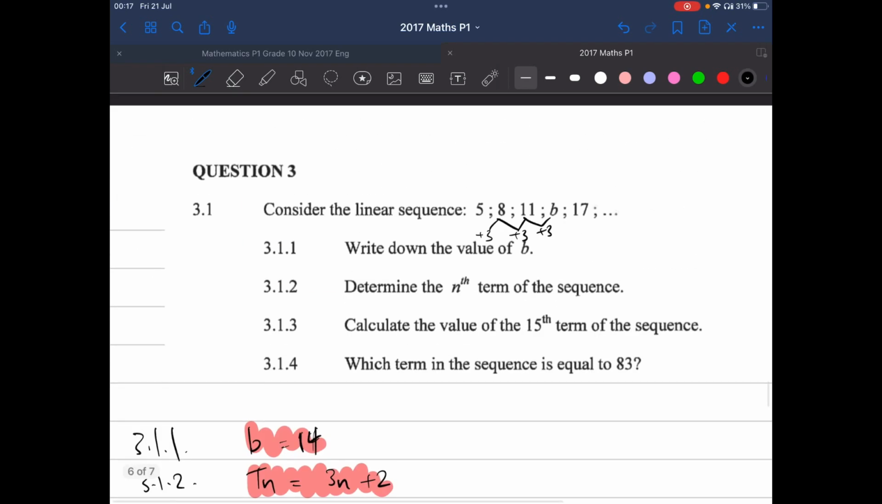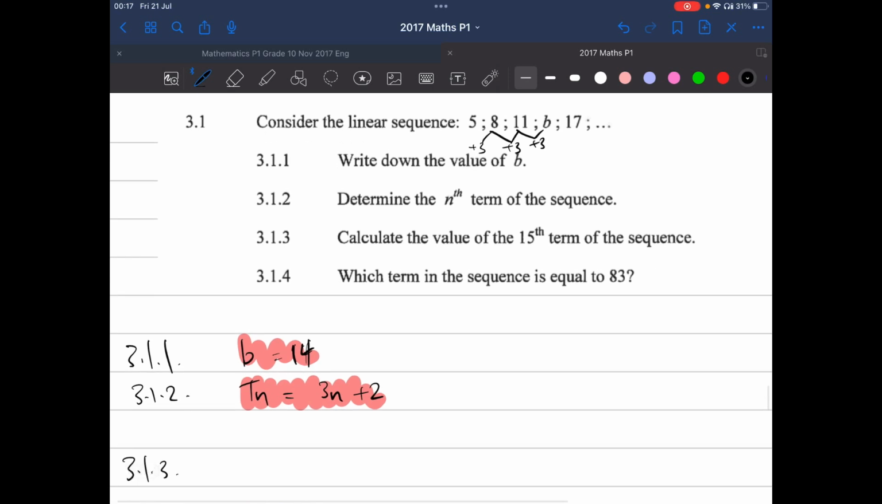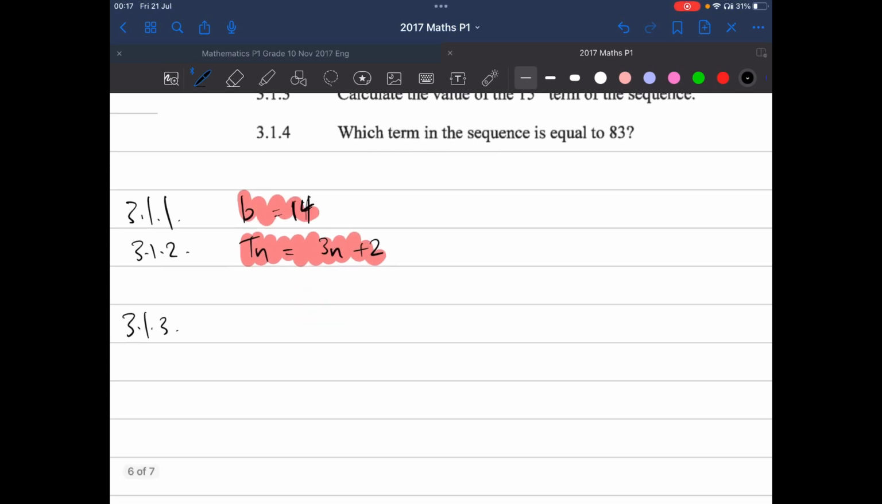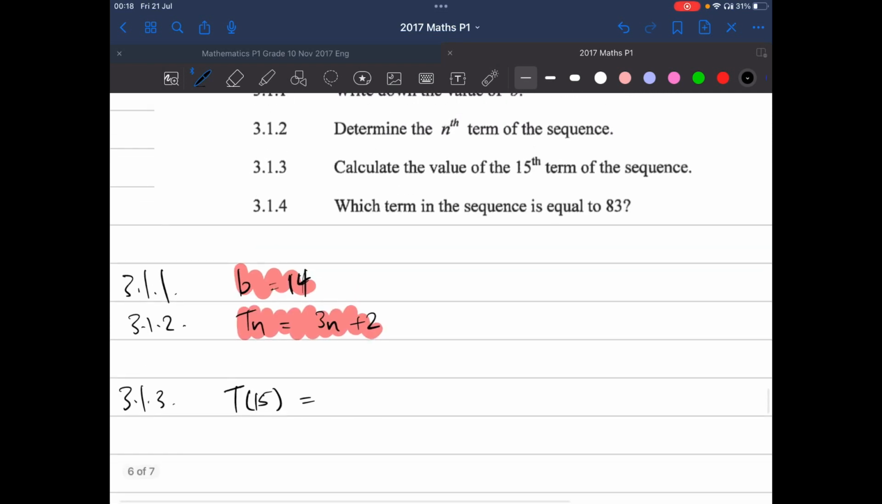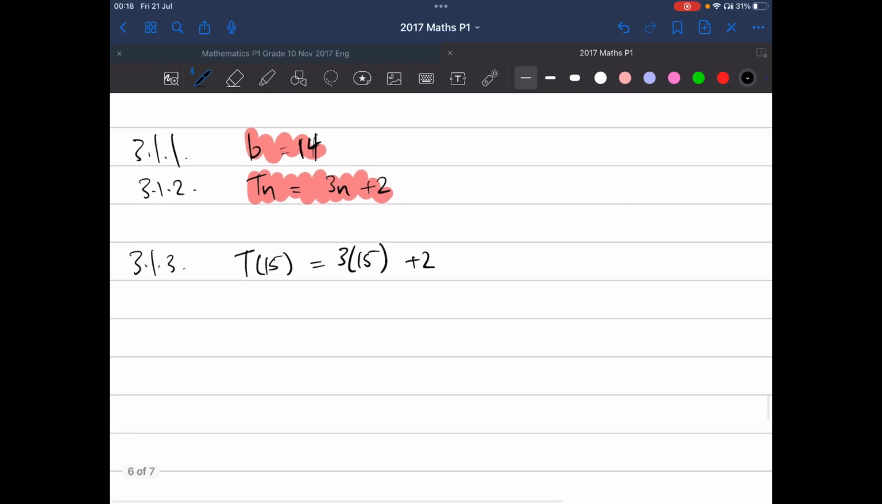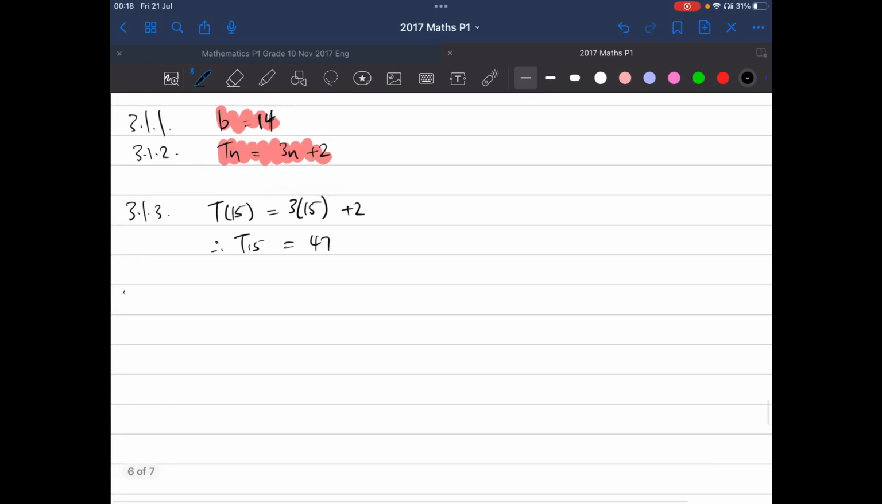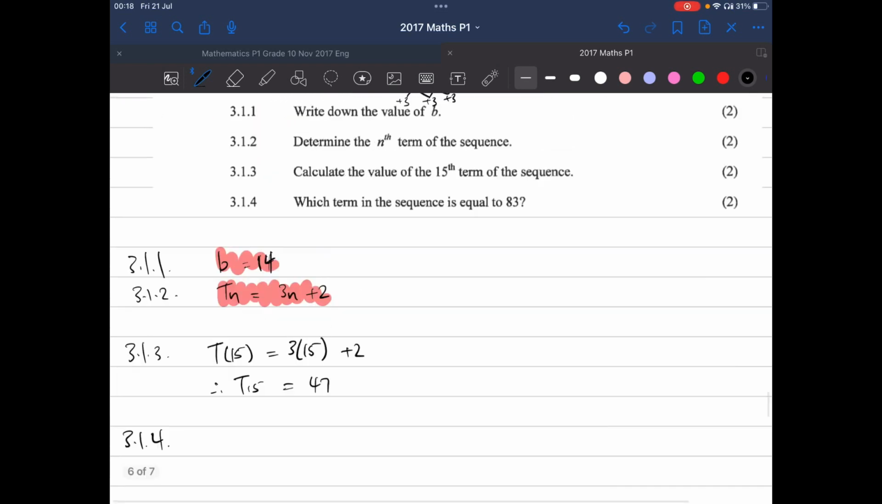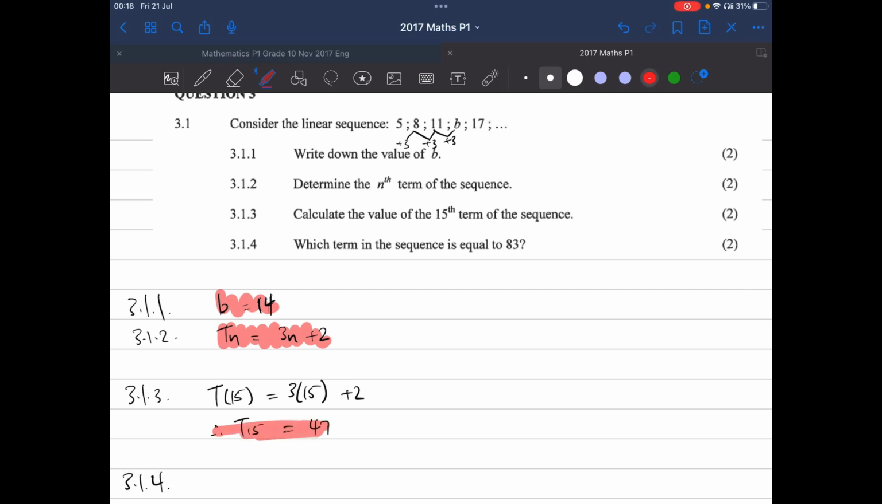Okay, 3.1.3. Calculate the value of the 15th term. So now that we confirm that our formula is right, we can just substitute in 15. So now in place of n, we're just going to input 15. Okay, so T15 is equal to 47. Okay, because that's 45 plus 2 is 47. Okay, 3.1.4 now. So this answer is correct as well.